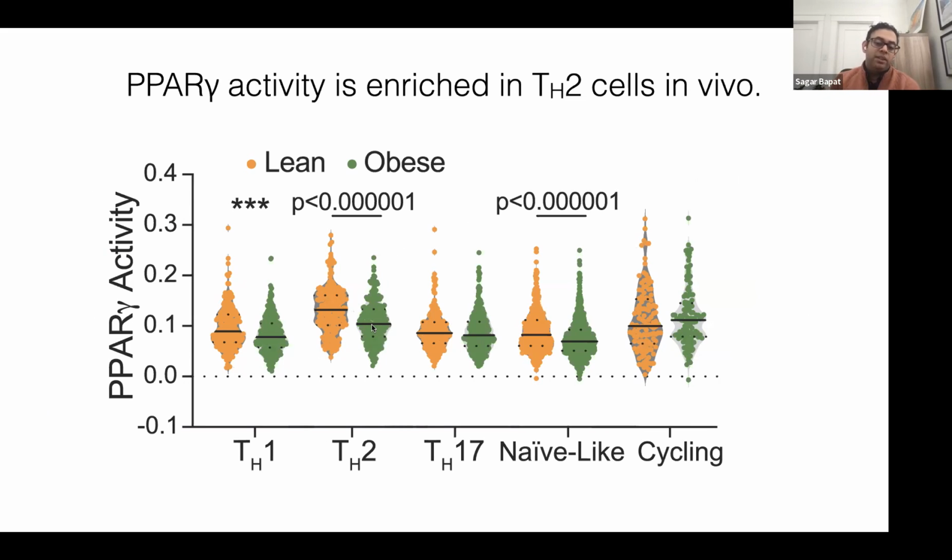And so to us, this was enough. PPAR gamma is expressed in Th2 cells. The activity seems to be high in Th2 cells in vivo from our single-cell RNA sequencing combined with ChIP-seq, and the activity score seems to decrease in obesity. This is enough for us to think about looking at this more carefully in a serious manner.